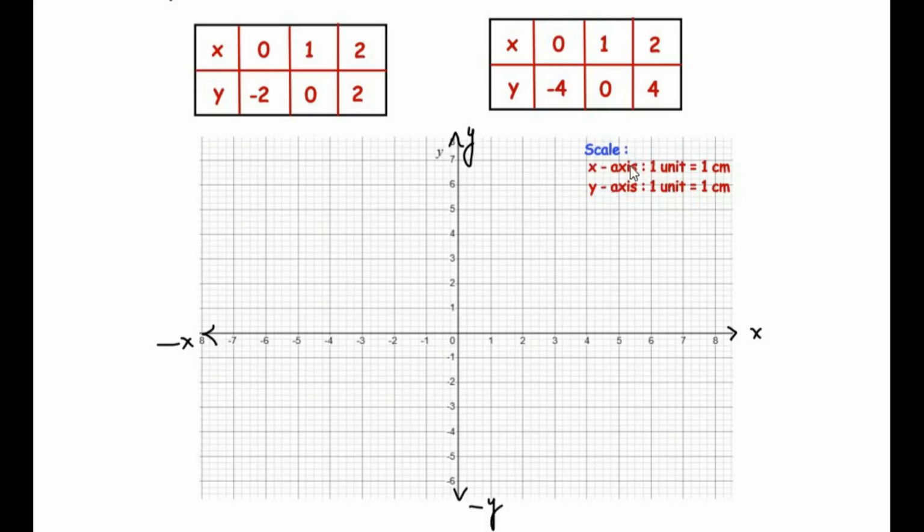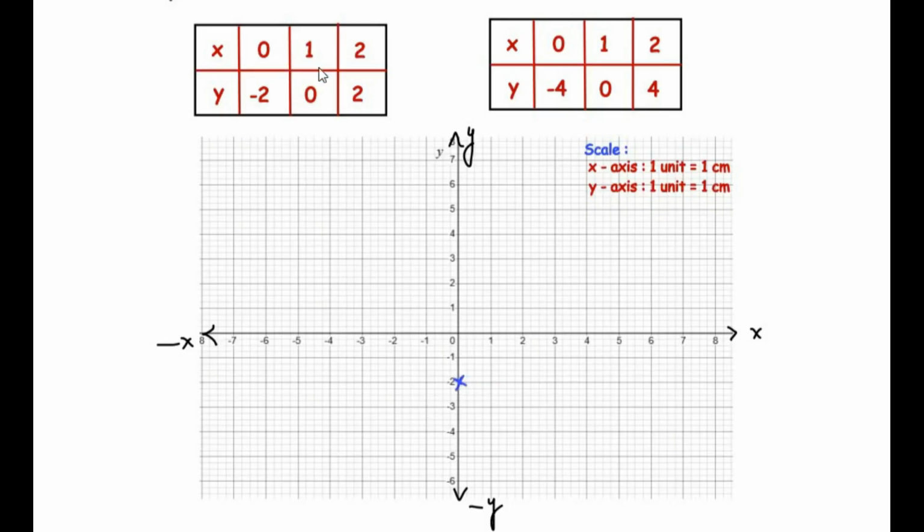Now once we have got this, let us focus on the first line where we have the x and y values, starting with the first pair of coordinates, that is x is 0 and y is negative 2. So it is going to be on the y-axis because x is 0. So negative 2 comes over here. So x is 0 and y is negative 2. This is our first point.